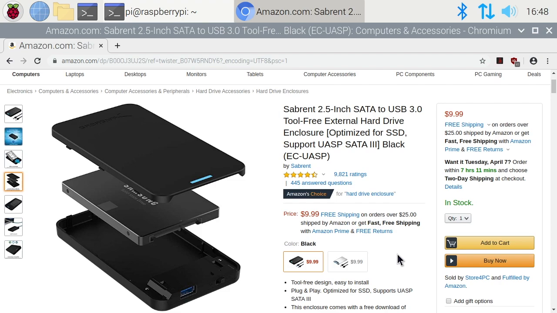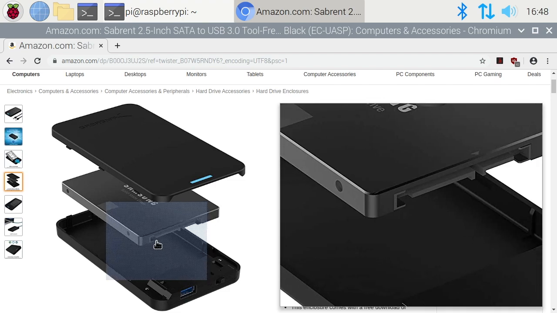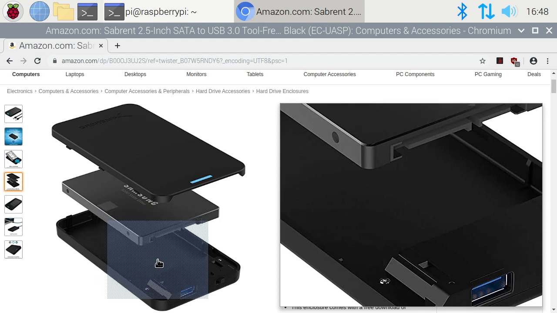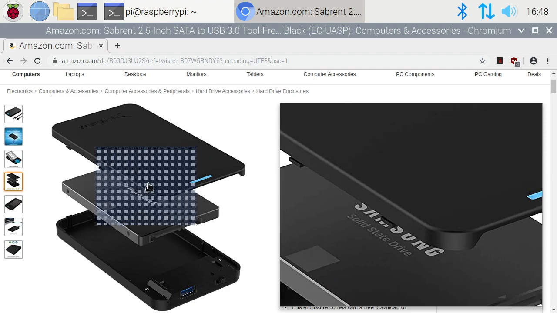So I used a Sabrent 2.5-inch enclosure, and I put an SSD in it. I put a Crucial BX300, I think it is, in it, but if I were buying this from scratch, I'd probably put a Samsung in it. And this uses 3.0, it's bus-powered.